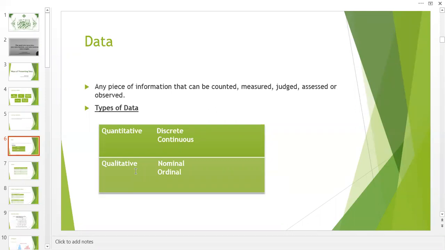Qualitative data is further divided into nominal and ordinal data. In nominal data, the categories are made in a way that there is no order. For example, male, female, rural, urban. But in ordinal data, there is an order. For example, BMI can be classified into ordinal data. The categories can be underweight, normal weight, overweight, and obese.